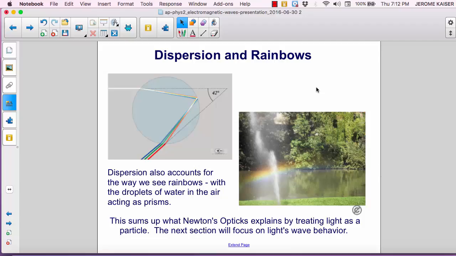In the next section, we're going to focus on a couple more phenomena and try to explain those, and perhaps get some insight into which theory is more likely correct.